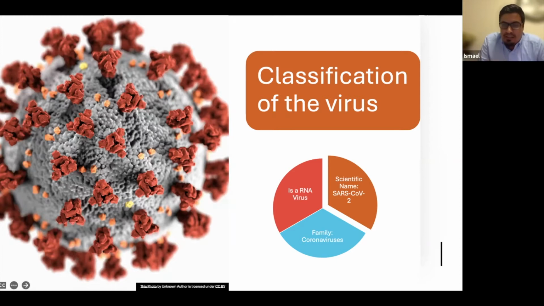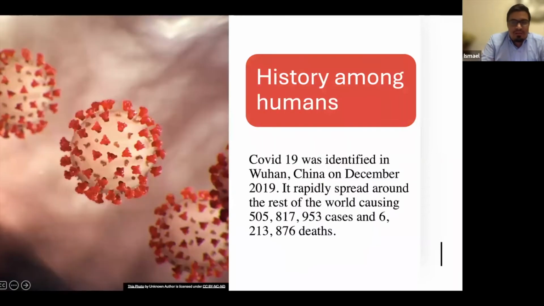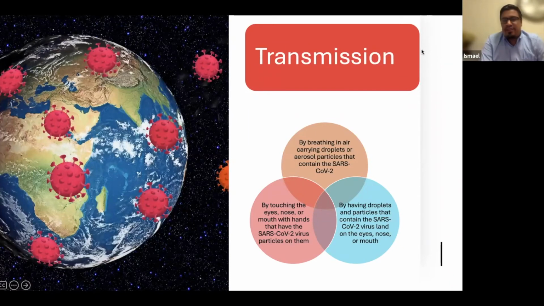Also, coronavirus 19 is the common name for SARS-CoV-2, and it belongs to the family of coronaviruses. In its history among humans, COVID-19 was identified in Wuhan, China in December 2019, and it spread very fast around the rest of the world, causing 505 million 17953 cases and 213,876 deaths.